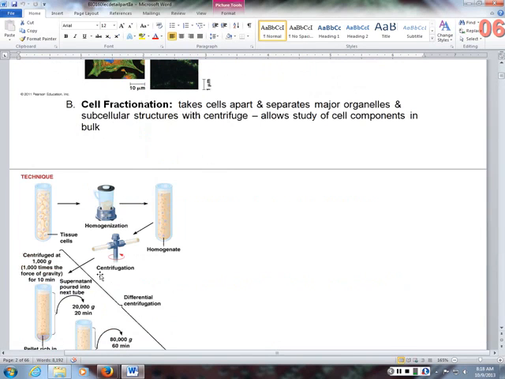So when you do cell fractionation, this takes cells apart and it's going to separate the major organelles and subcellular structures with a centrifuge. So basically you just mix them up.